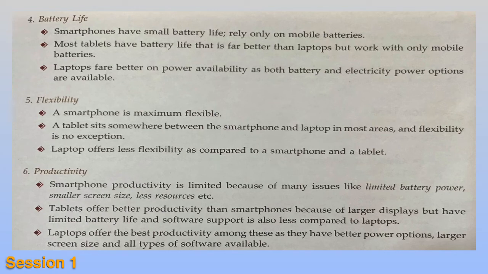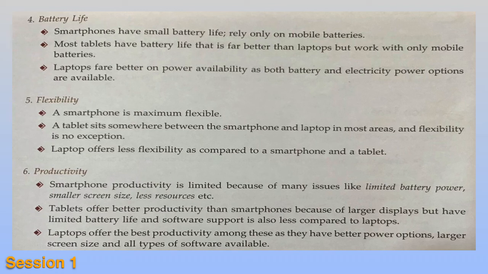Productivity. Smartphone productivity is limited because of many issues like the limited battery power, smaller screen size, and fewer resources inside of it. Resources here means the availability of the apps and everything. The resources are not only limited to the apps, but also the processing power of the smartphones. Although the processing power of smartphones is also very capable nowadays, with faster processors and bigger RAM and storage, everything is almost equivalent to the laptops now. So we cannot say that in terms of resources it's very small compared to the laptops, but still it's smaller than the laptop.